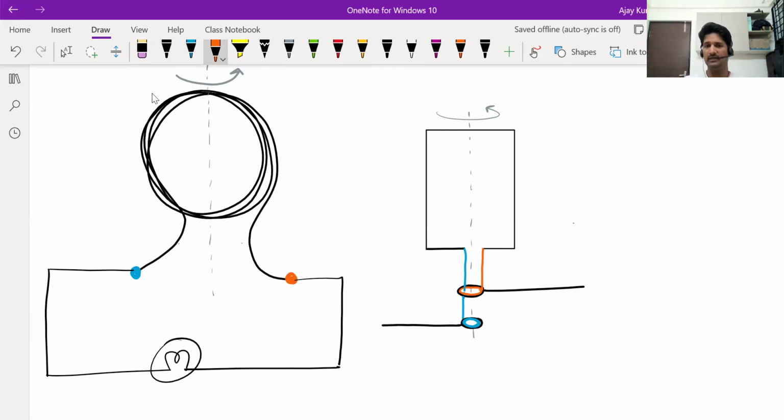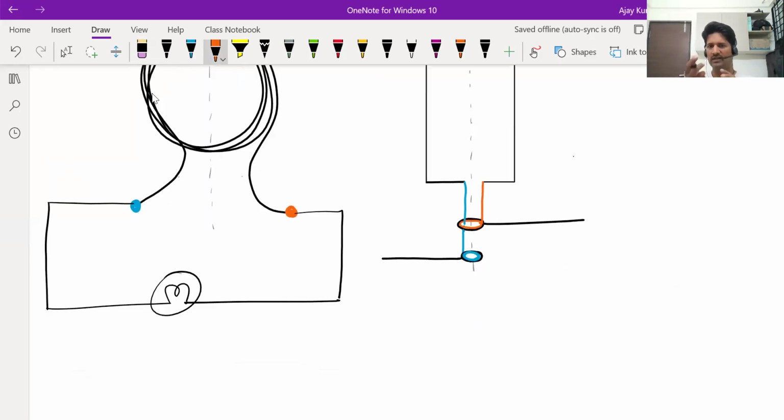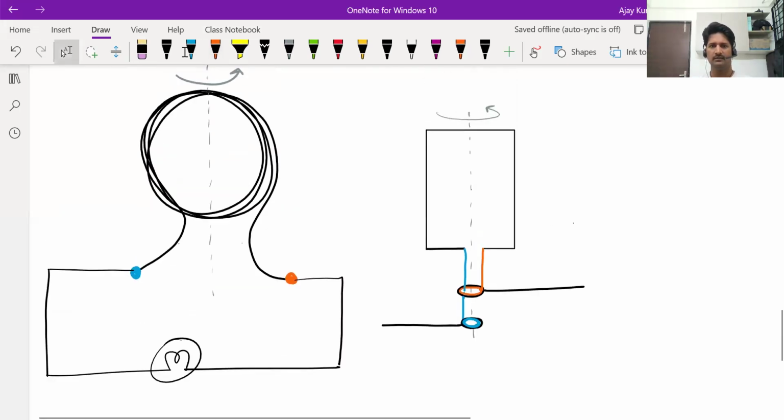So they are not permanently attached or rigidly fixed to those rings. Now, even if the loop rotates, there won't be any twisting of wire. The blue wire will never touch the orange wire. Is this clear? Are you all able to imagine what is happening? Isha, Pradyun, Rishi, is the idea clear? Yes, sir.